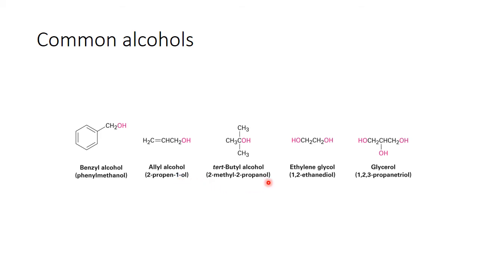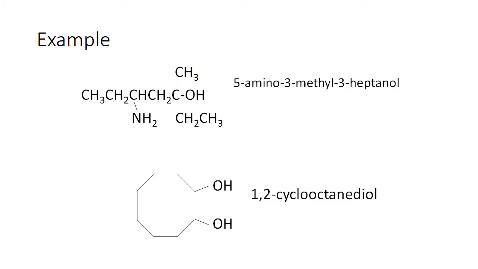This one would be 2-methyl-2-propanol. Here's 1,2-ethane diol. And then this would be 1,2,3-propane triol. And you can have tetraols and pentols and things like that. They're not very common, but those are also possible. Here are some examples we can go through.